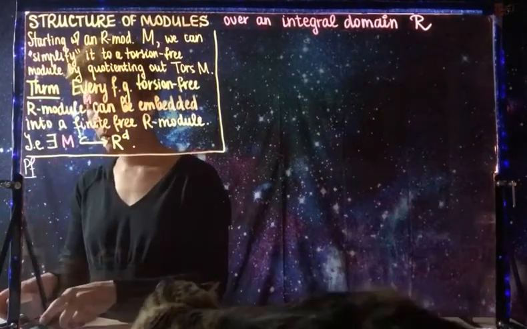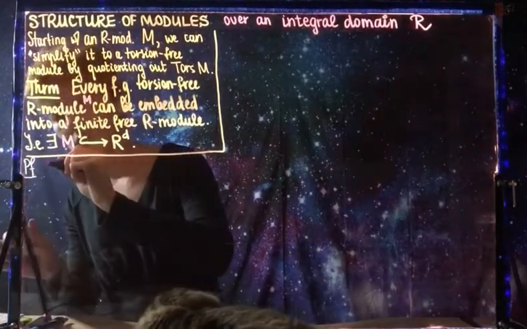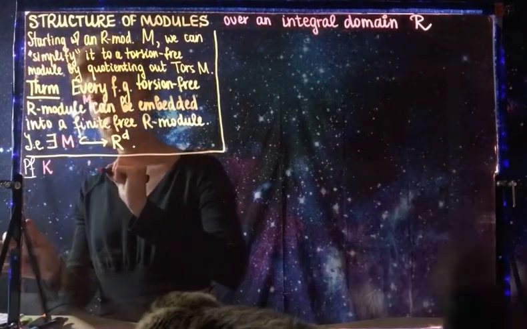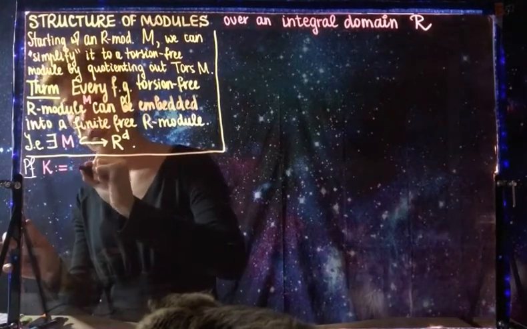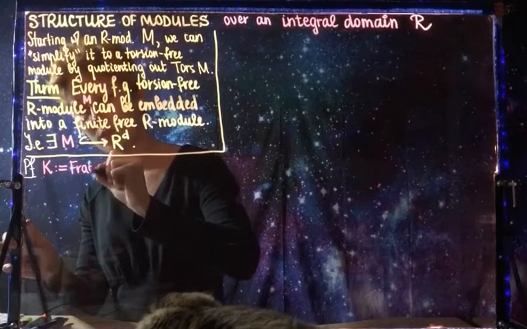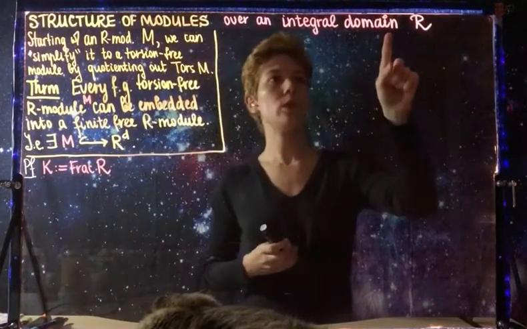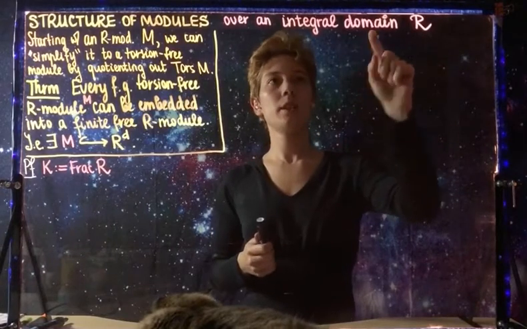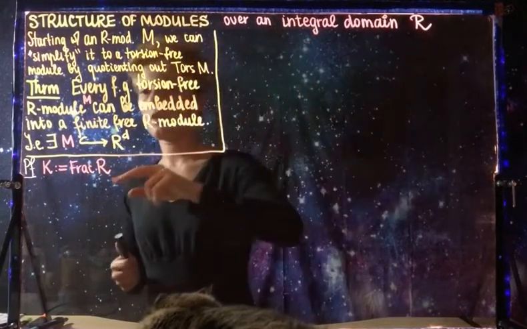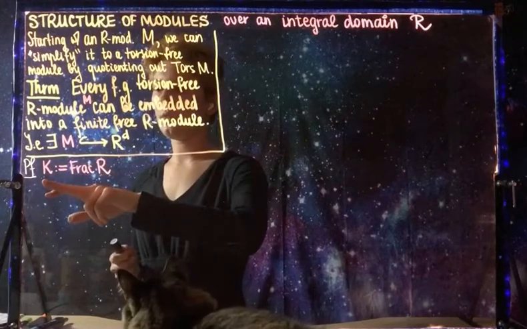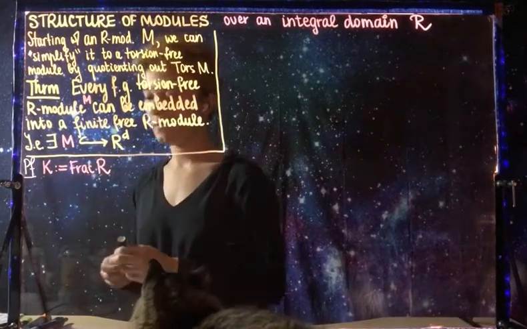For the proof, I introduce the notation that K is the fraction field of R. In an integral domain, we don't have zero divisors, and therefore we can invert all non-zero elements to get a field, and I call this field K.